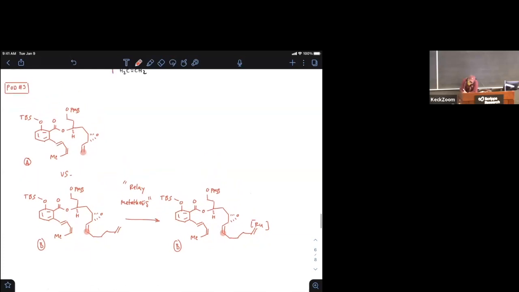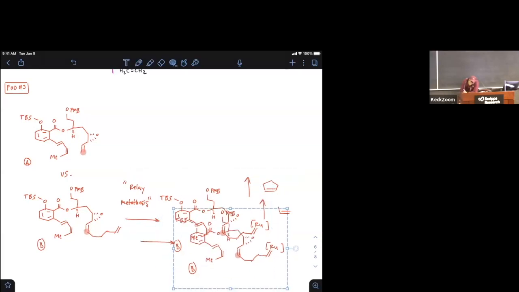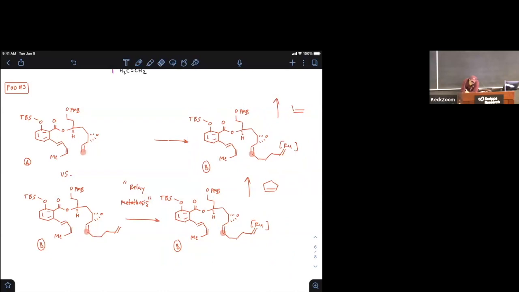And I think you hit the nail on the head. You said this is going to spit out, what is it? 1, 2, 3, 4, 5, cyclopentene. Thank you, Alex. And that's going to put your ruthenium right where you want it for metathesis. Now you can cross to this diene here and off you go.